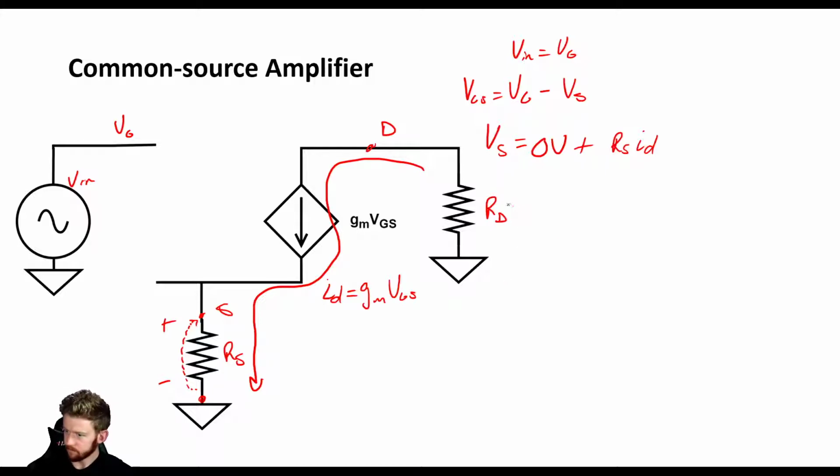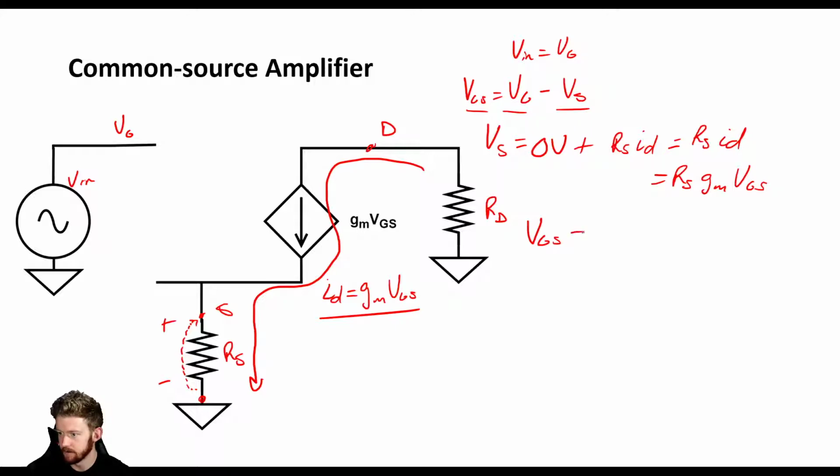So I'm just going to call this RS ID. Now we know ID is equal to GM VGS. So that means we know that our VS is equal to RS GM VGS. Now we can calculate our actual VGS up here. So remember, we started off by saying VGS is equal to VG minus VS. We know VG is Vn, and then minus VS. So VS is RS GM VGS.